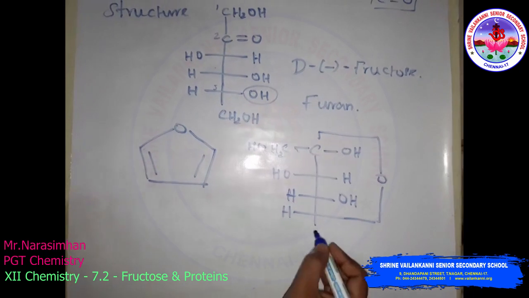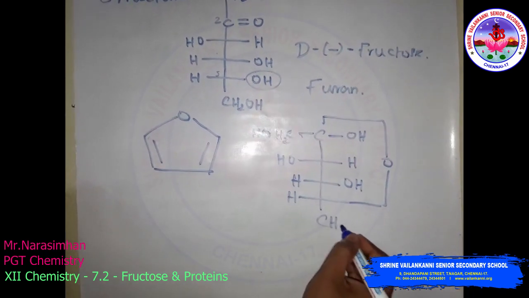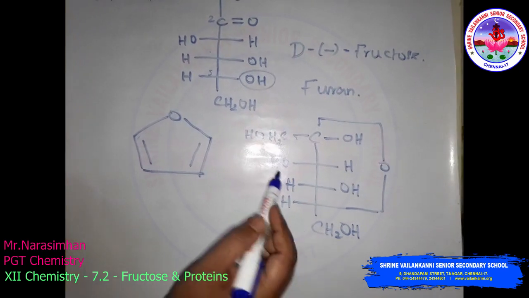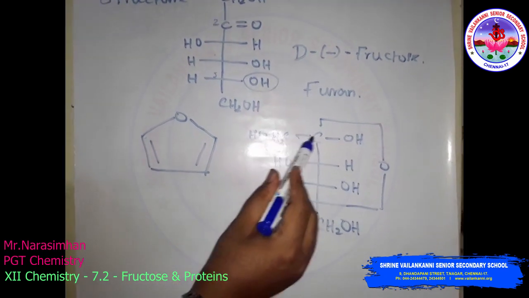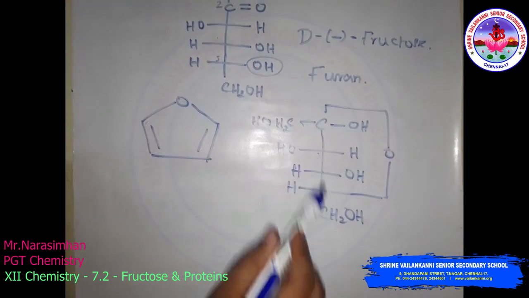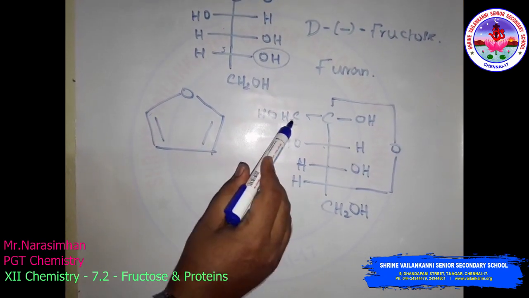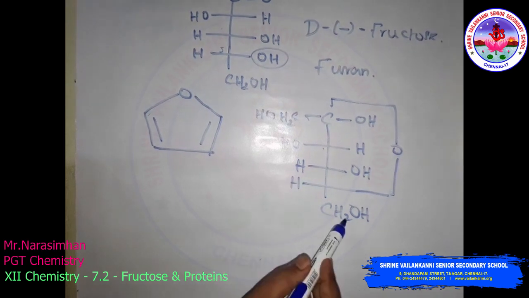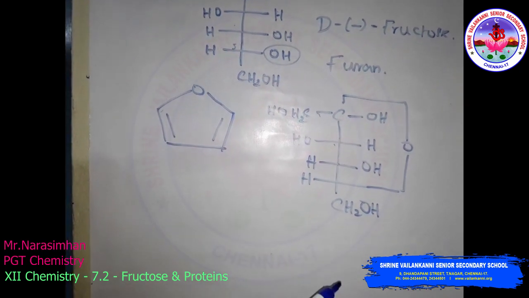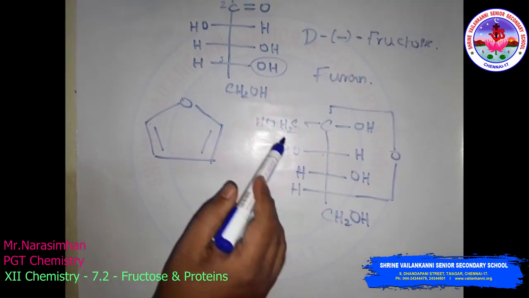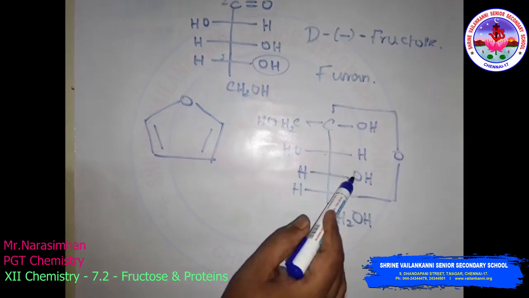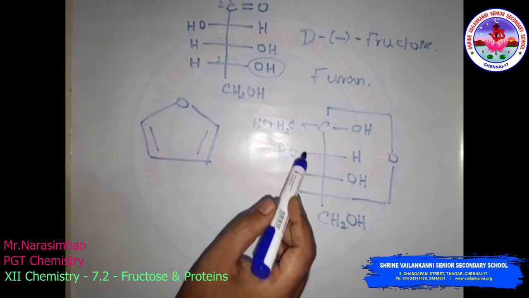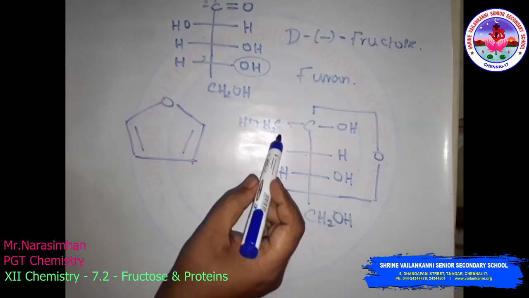Then the CH2OH is present here. Now count the number of carbon atoms: 1, 2, 3, 4, 5, 6. Hydrogen atoms 12: 1, 2, 3, 4, 5, 6, 7, 8, 9, 10, 12. Then the number of oxygen atoms is 6: 1, 2, 3, 4, 5 and 6.